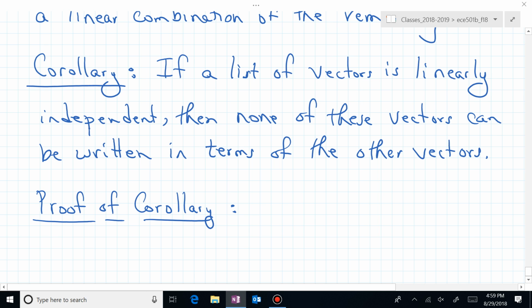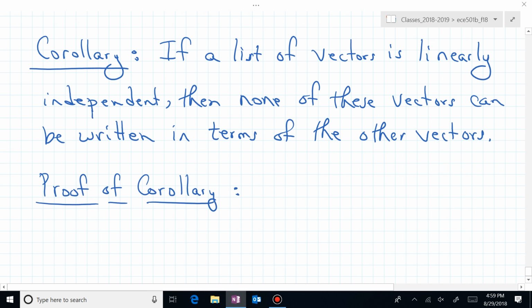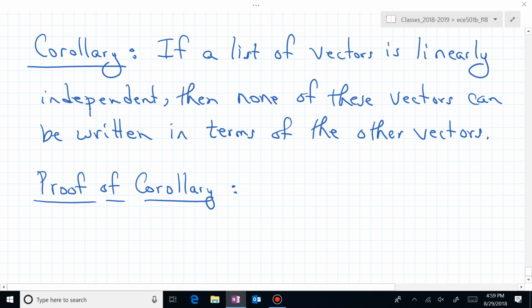Suppose we wanted to prove that corollary. We have different ways of doing it. This is a conditional, isn't it? It's basically saying if a list of vectors is linearly independent, then none of the vectors can be written in terms of the other vectors. If A, then B. A is we have linearly independent vectors. B is we can't write them in terms of any of the other vectors. We can't write any of those vectors.